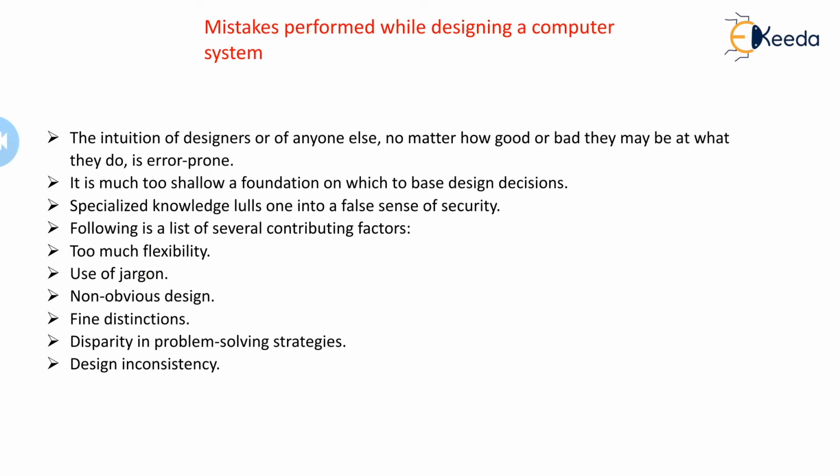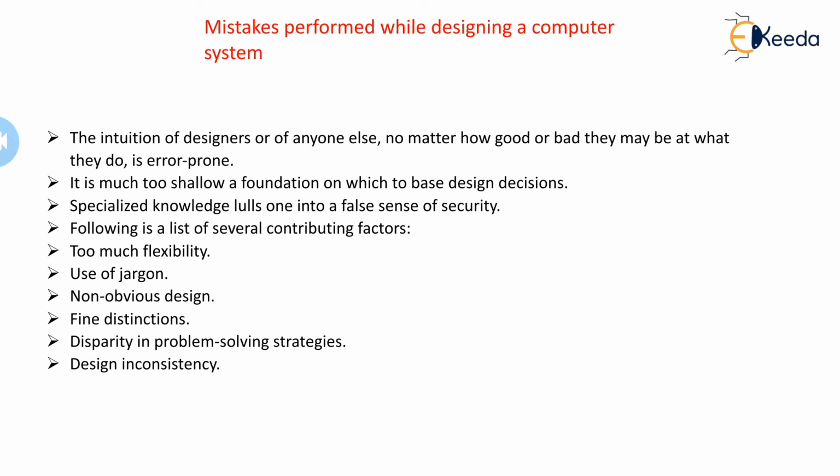So design and software are two different things. That is, one we design, and how this compares with the software. So the first topic that we're going to cover is the mistakes performed while designing a computer system. Actually, what happens is, when designing a computer system or an interactive system, we face some issues or some flaws.